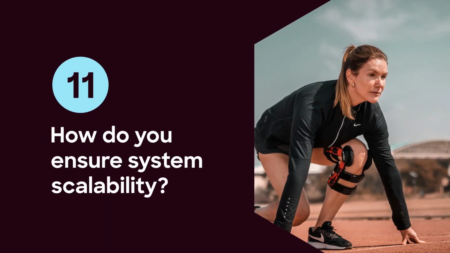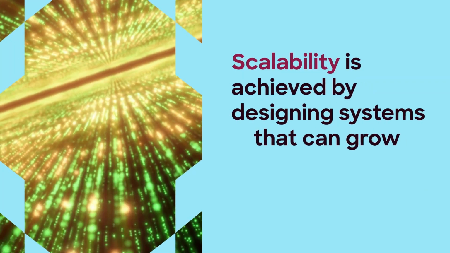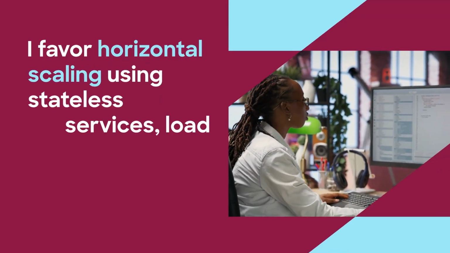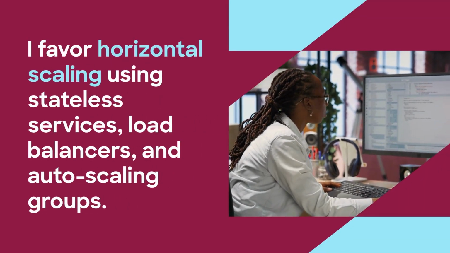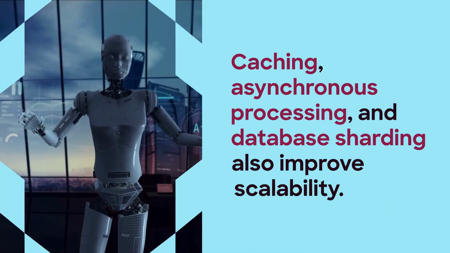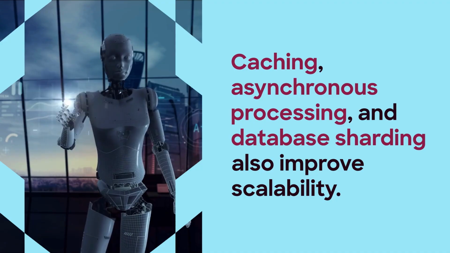11. How do you ensure system scalability? Scalability is achieved by designing systems that can grow horizontally and vertically. I favor horizontal scaling using stateless services, load balancers, and auto-scaling groups. Caching, asynchronous processing, and database sharding also improve scalability.